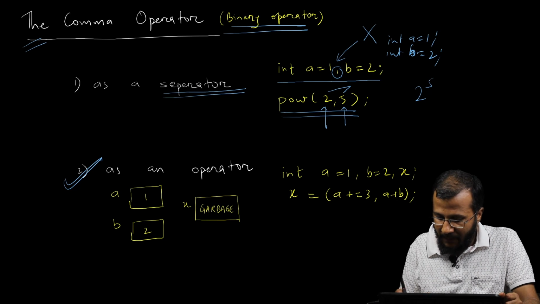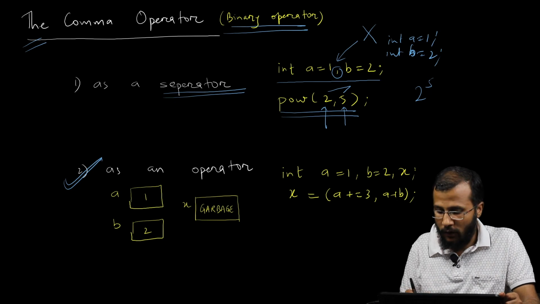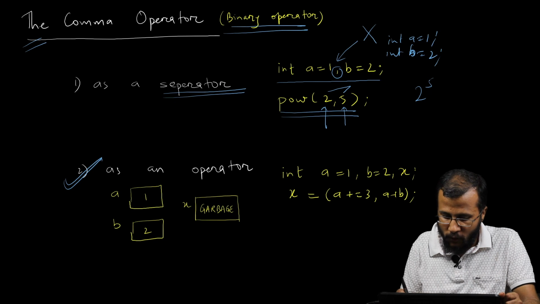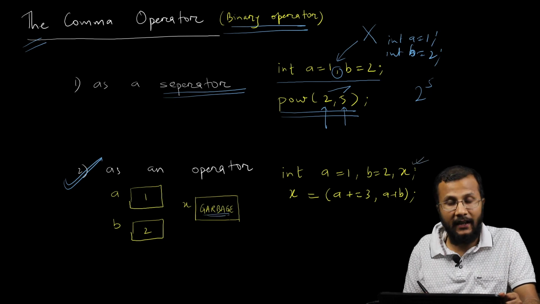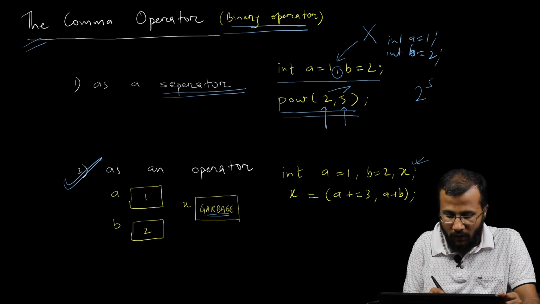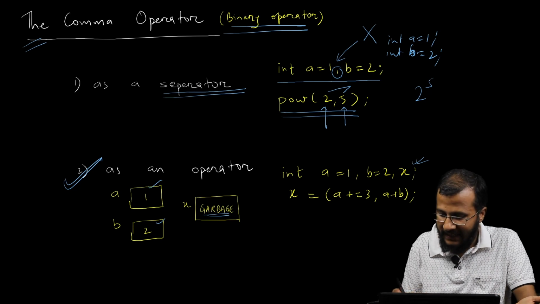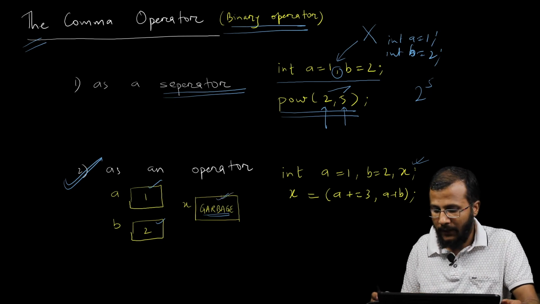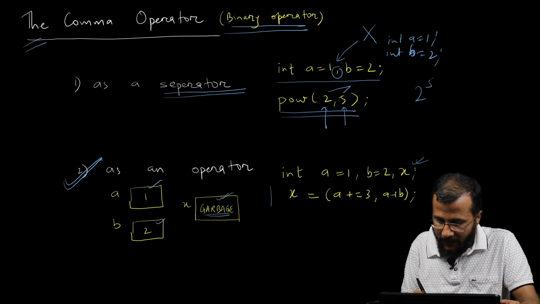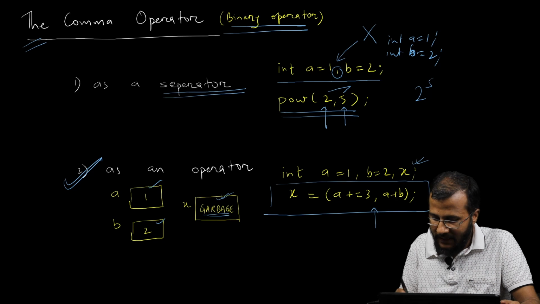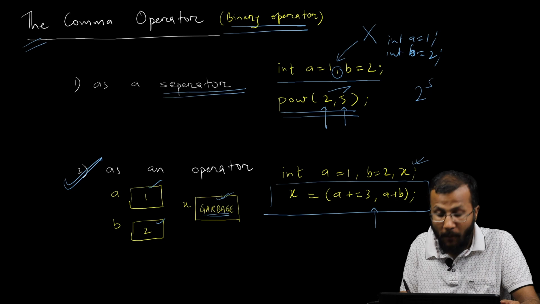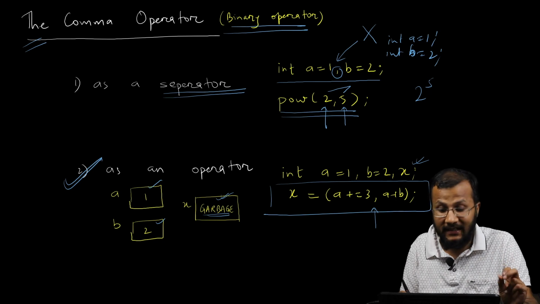Now I have taken an example here. A is assigned the value 1. So A is 1, B is 2, and X is declared as a variable. Now X has some garbage random value. These are the boxes for holding the values. A has 1, B has 2, and X is not assigned any value, so it takes some garbage value. Now if you look at this expression, here I have used the comma operator. So X = (A += 3, A + B). Now this is the comma operator. It is a binary operator because it has 2 operands.